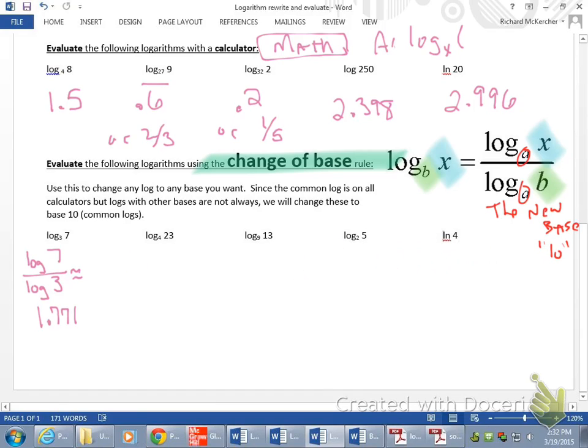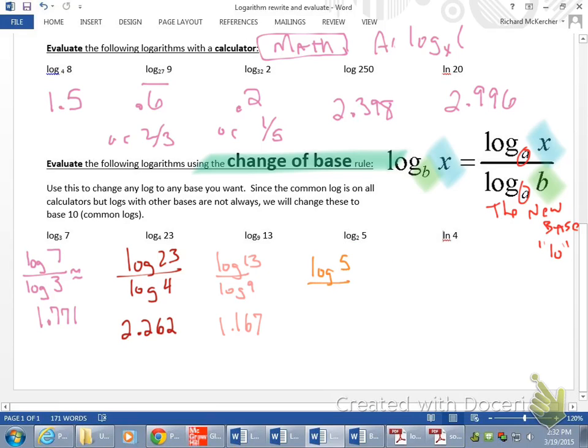That's how all of these will go. So this second one is going to be the common log of 23 divided by the common log of 4. And I can use my calculator or my phone. This one is going to be the common log of 13 divided by the common log of 9. This one is going to be the common log of 5 divided by the common log of 2.